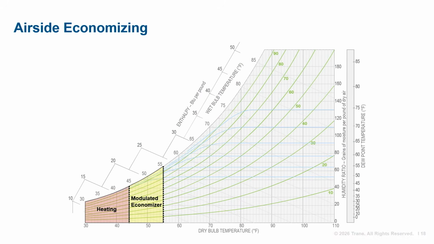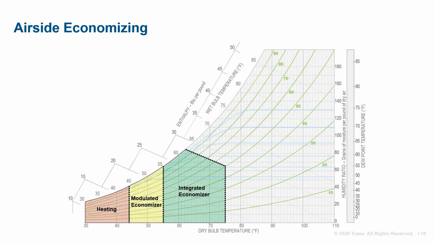VAV systems can also use airside economizing. This energy-saving control strategy uses outdoor air as a source of free cooling when the ambient temperature allows. This system has a discharge air temperature set point of 55 degrees. When the outdoor air temperature is colder than this, modulated economizer, shown in yellow, is used. This means the outdoor air and return air dampers are modulated to achieve the discharge air temperature set point.